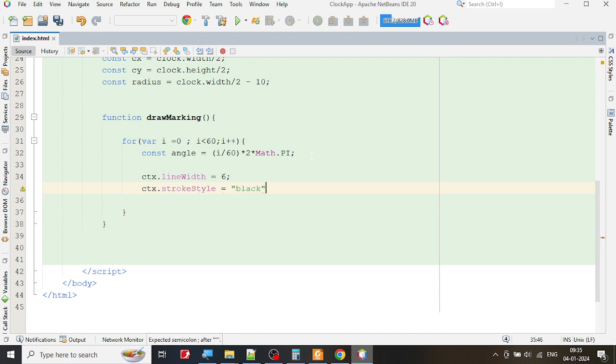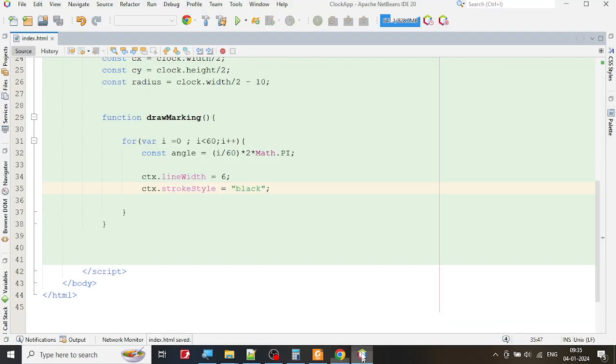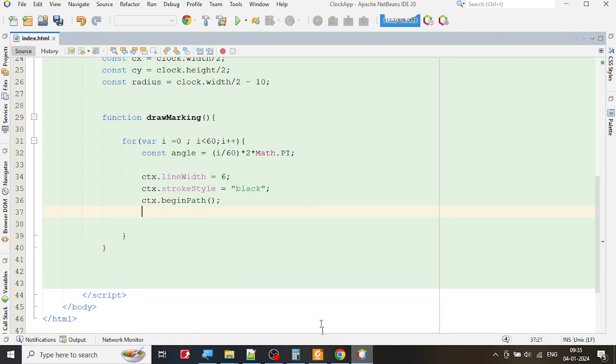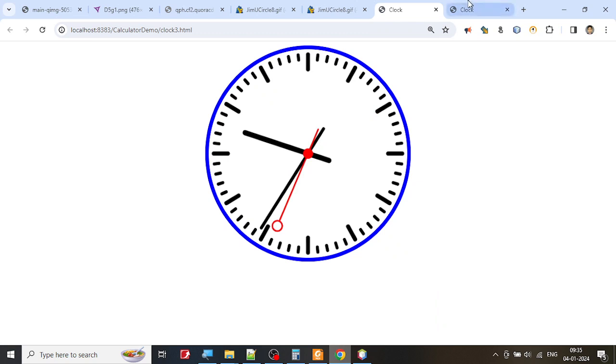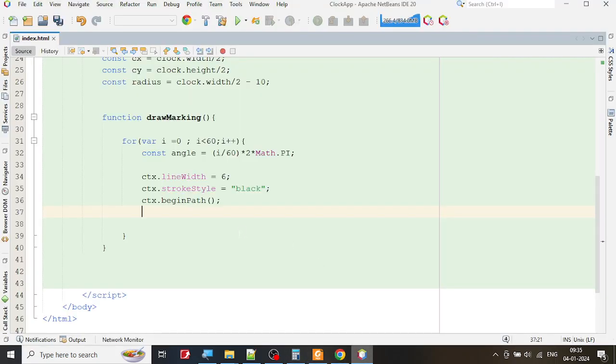I have taken the stroke style as black because you know that all these markings are coming in black color. Let me say ctx dot begin path. You know very well, whenever you want to start drawing something, you say begin path. I'm going to go to the center, because I don't know where my location is. From the center, I'm going to draw the lines there.